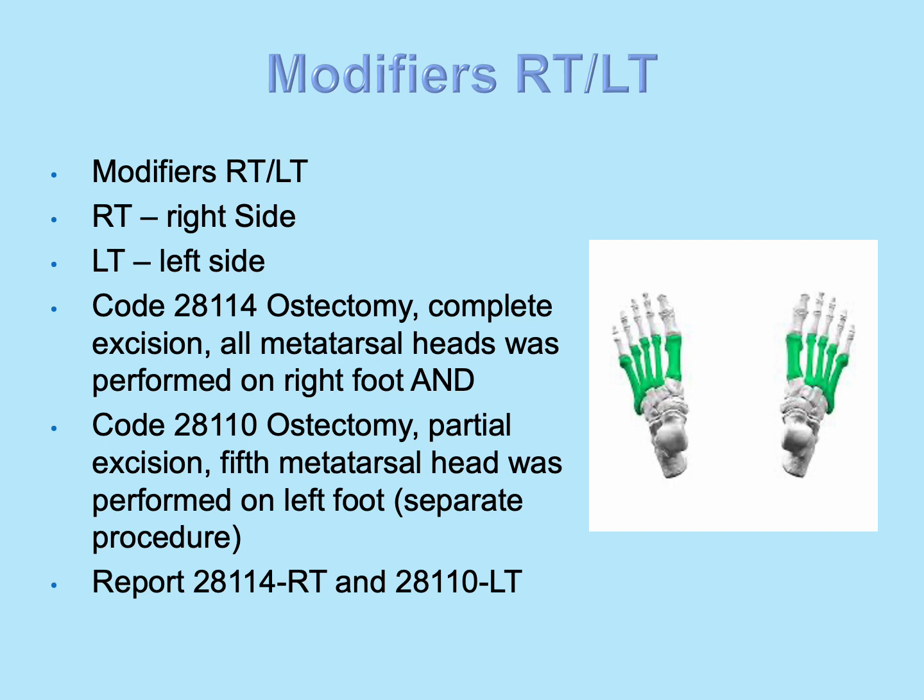So here's an example of those. 28114, ostectomy, complete excision, all metatarsal heads, everything on the right foot. And then 28110, ostectomy, partial excision, 5th metatarsal head on the left foot. Okay, and the separate procedure. So that way, that makes a lot of sense. So you can do 28114 RT and 28110 LT. Even though this one is a separate procedure, if you have RT, LT, well, that shows you right away that they're different feet. Okay, so RT, LT can do a lot to clarify this stuff.